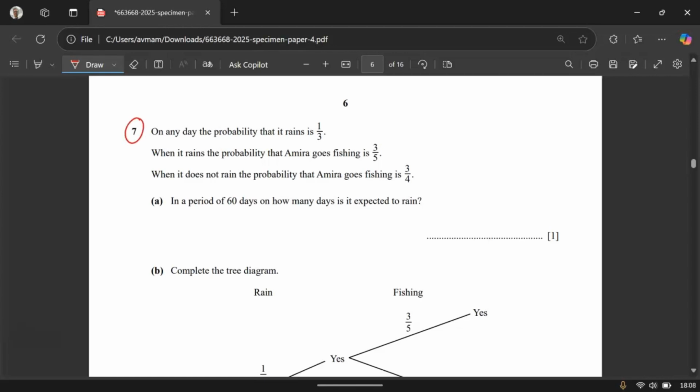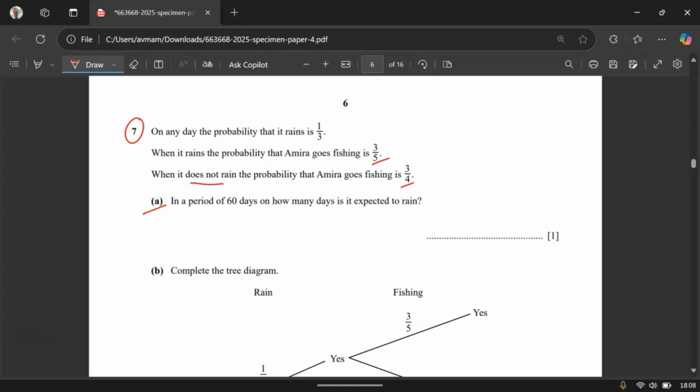On any day, the probability that it rains is 1/3. When it rains, the probability that Amira goes fishing is 3/5. When it does not rain, the probability that Amira goes fishing is 3/4. Question part A. In a period of 60 days, on how many days is it expected to rain?